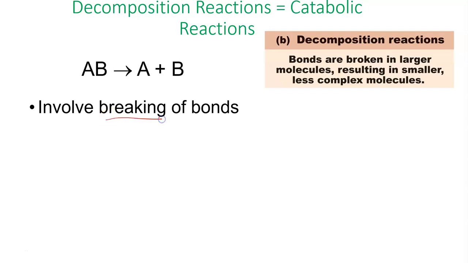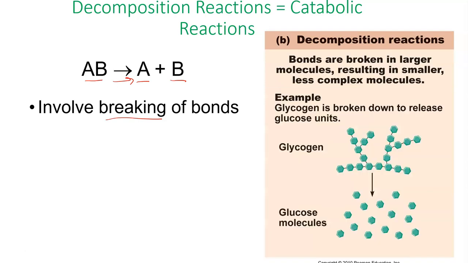Now, if we look at decomposition reactions, these are known as catabolic reactions, a breakdown. So we have a breaking of bonds. AB is going to turn into A and B separate. So these bonds are broken. It gives you products that are less complex.